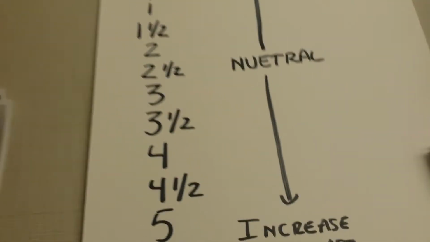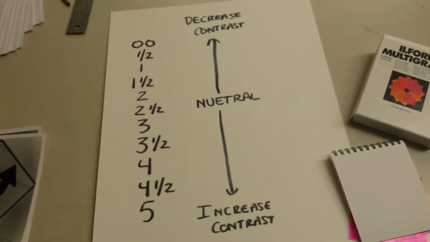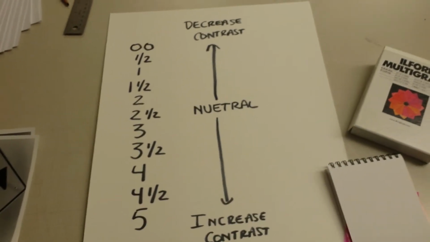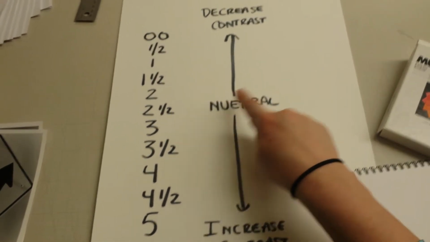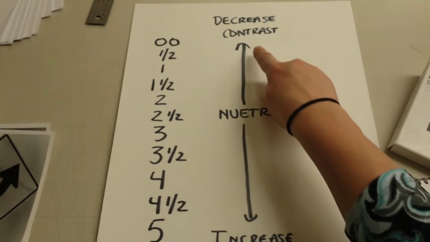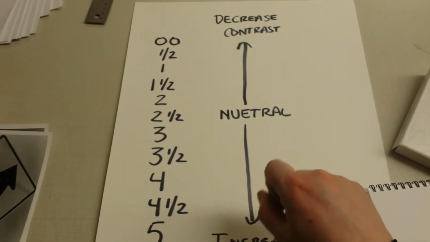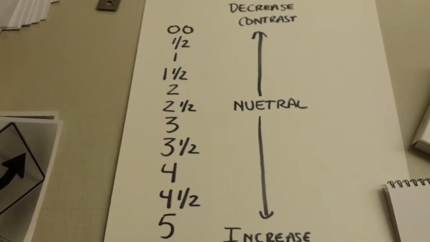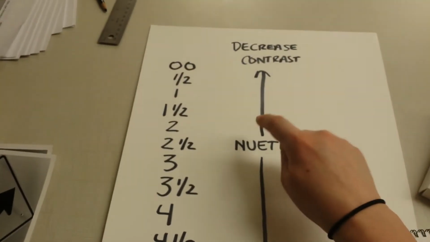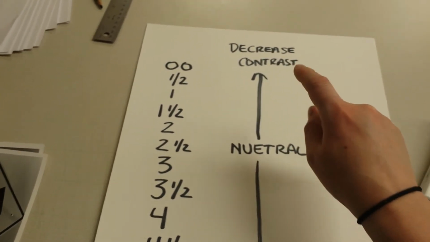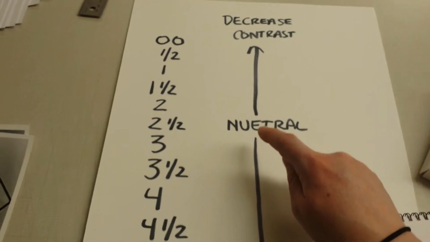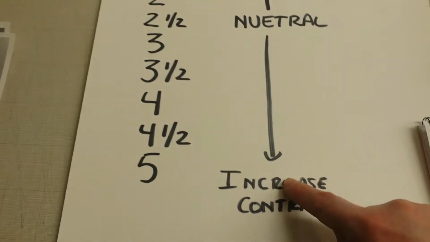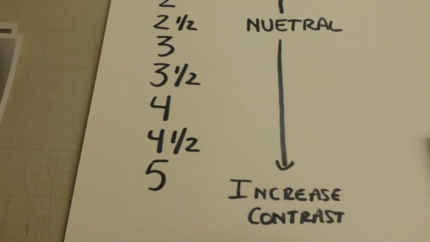What do these numbers mean? Well, it's quite simple. There are all these different filter numbers from 00 all the way up to 5, and if you use them in your enlarger, 2.5, think of it this way, is neutral. Anything from 2 to 00 decreases the contrast. That means the whites get grayer, the blacks get grayer, so you just see more detail, but everything becomes more of a decreased contrast. And then if you come down this way, the whites get whiter, the blacks get blacker, you get less detail.